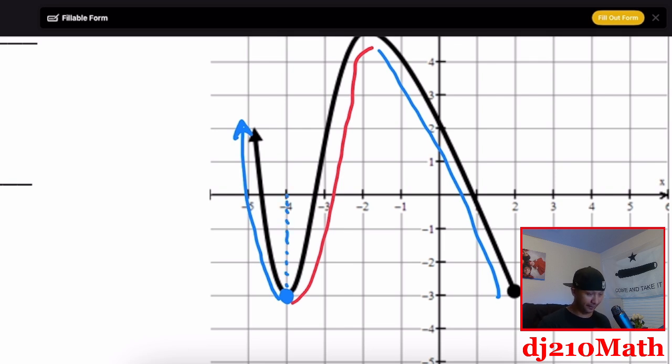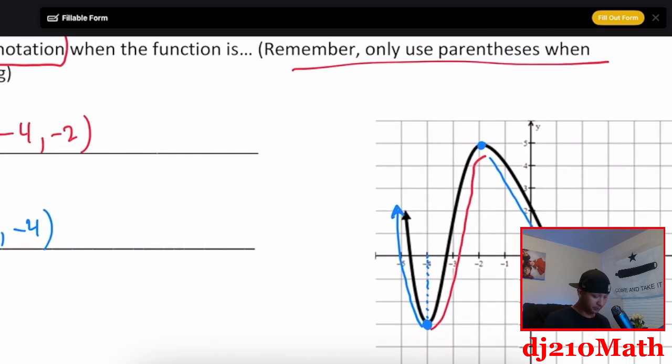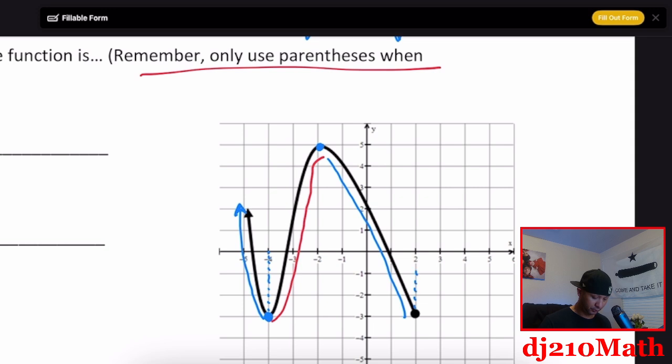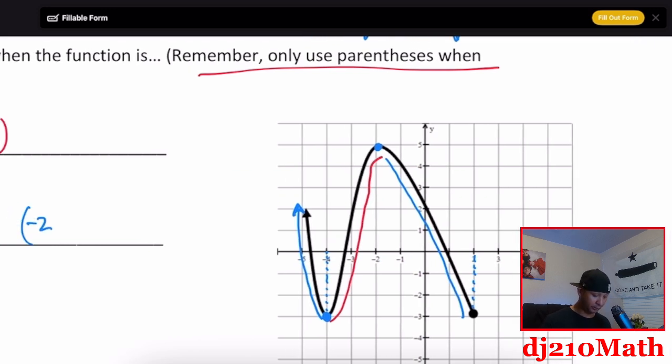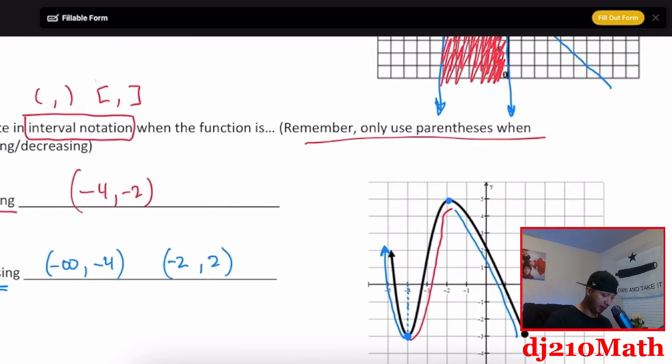All right, the next downhill part, because I don't care about this red line, starts up here and then goes down. So it starts at -2, parentheses, always parentheses, and it goes down to x equals 2. So from -2 to 2, that's downhill. And we union them together because it's two separate pieces.